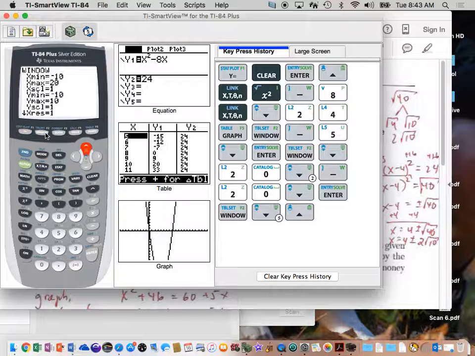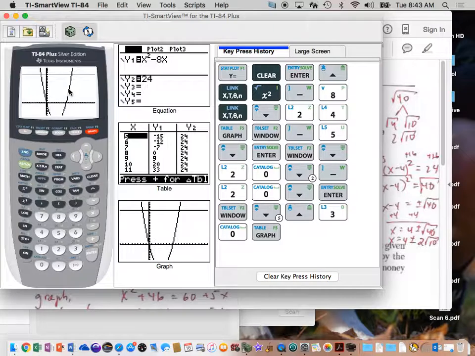Y maximum, let's go 30 on the Y max. And let's graph, and let's see what it looks like now. Okay, good. So I want to find, see, this is the graph of the parabola for the first graph, and this is the 24. Here are my solutions wherever they cross each other. That means it satisfies both equations.